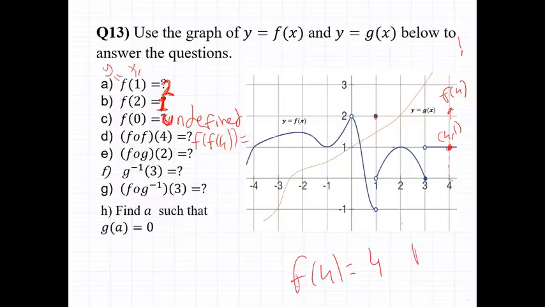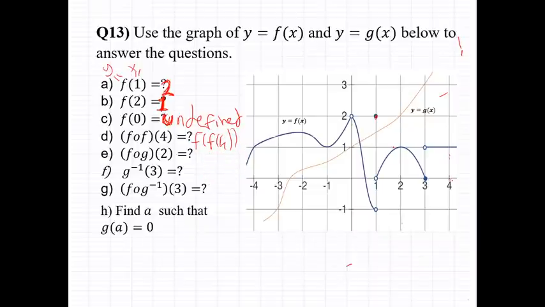Then again, we look at f of 4, which is 4 again. So as you see here, this is 4 we got, and now we get f of 4 is equal to what? No, hold on. I made a mistake here. f of 4 is not 4, f of 4 is 1.